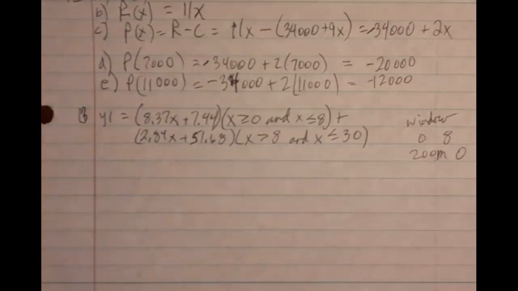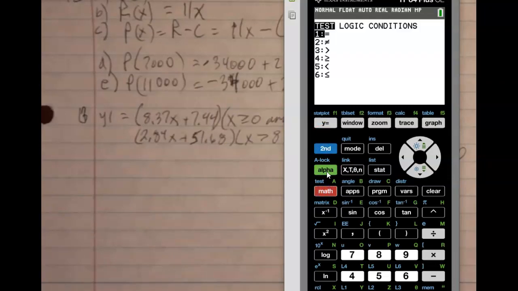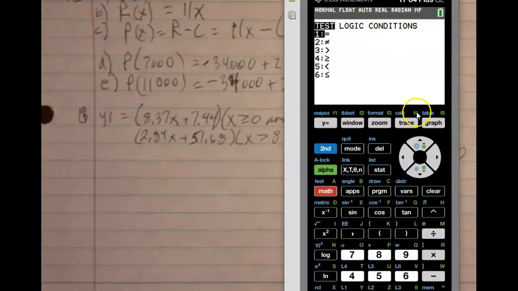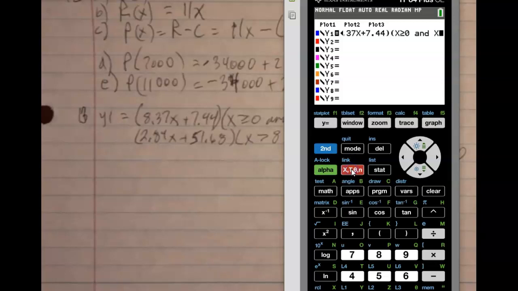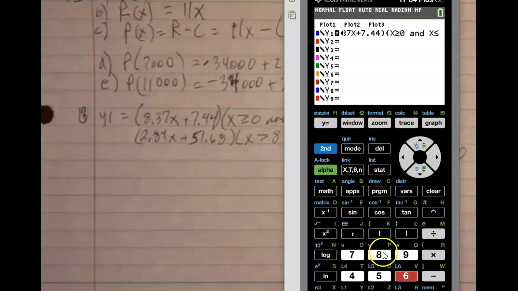So let's go to y1 and put this in. So we're just typing straight across. We want x is greater than or equal to, we find that in second test. In this case it's 4, we want 0. And to get the and, we need second test, we're going over to logic and grabbing the and. So we do x is less than or equal to, second test, less than or equal to, which is 6. We need an 8 there. We close parentheses. We need a plus.